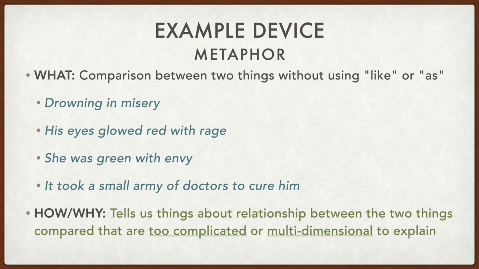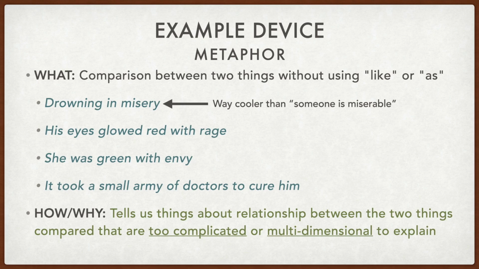A metaphor tells us things about the relationship between the two things we're comparing that are maybe either too complicated or multidimensional to have to sit there and explain. That is to say, saying that someone is miserable is not quite as striking, not quite as powerful, and doesn't quite tell us as much information as saying that somebody's drowning in misery, right?